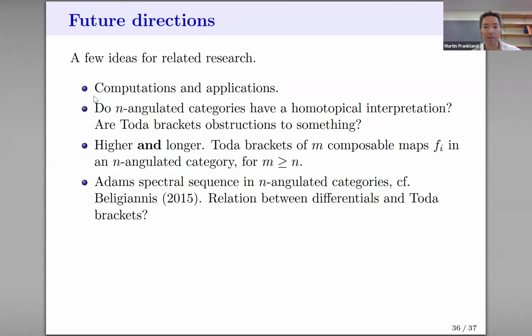And then something else that I also worked on with Dan is that the Adams spectral sequence is closely related to Toda brackets, in the sense that the differentials can be written as certain Toda brackets, some higher order cohomology operations. And it would be nice if there were an analog for n-angulated categories. There's some interesting work of Giannis about Adams resolutions. So he works out Adams resolutions and works out a few of their properties.